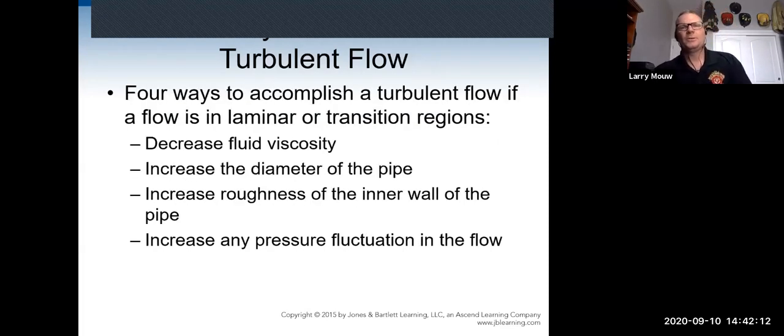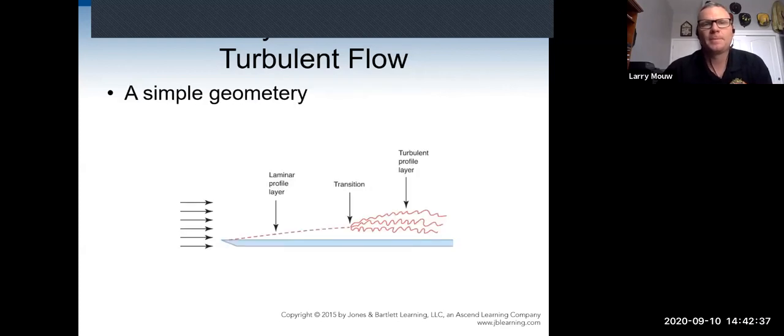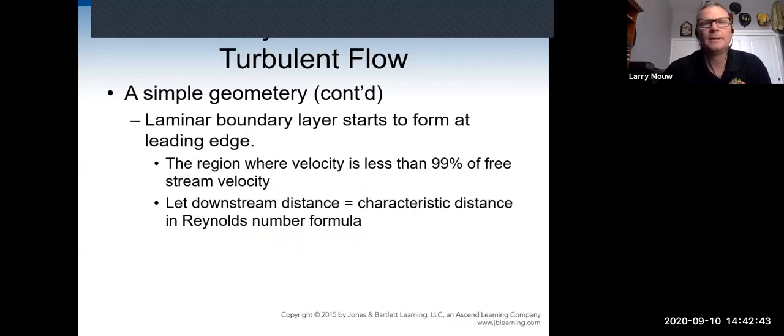So there's a couple of ways to accomplish a turbulent flow. Decrease the fluid viscosity, increase the diameter of the pipe, so those objects are going to move around. They're not going to hold their shape as much. Increase the roughness of the inner wall, and increase any pressure fluctuation in the flow. You can also generate turbulence by having the laminar flow go around an object. So here we see a laminar flow, goes around an object, and then a turbulent profile afterwards.